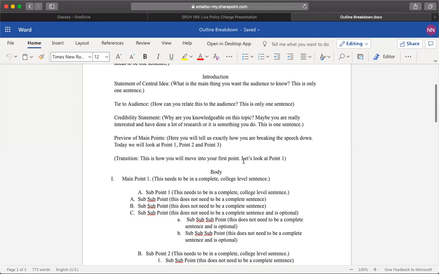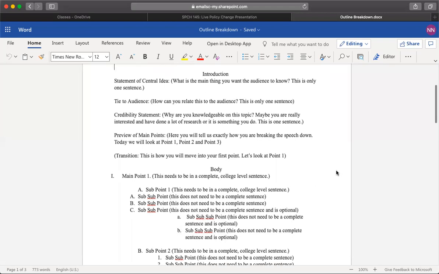Let's go. So it really can be something simple. You could simply say, now let's talk about point 1, and whatever point 1 is, but you're not actually going to say "point 1." You're going to tell us whatever that main point is. So, getting into your body.